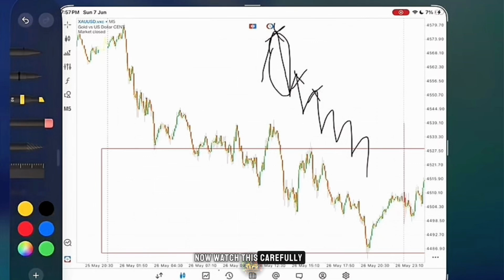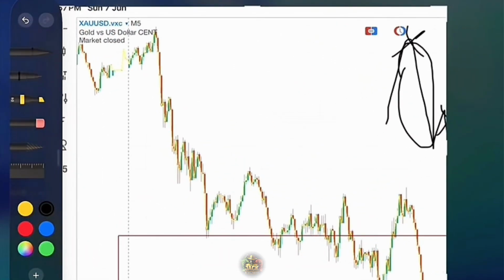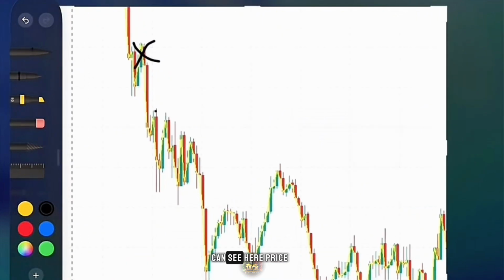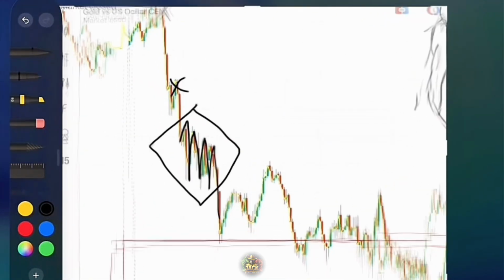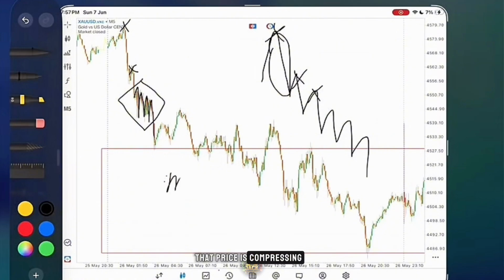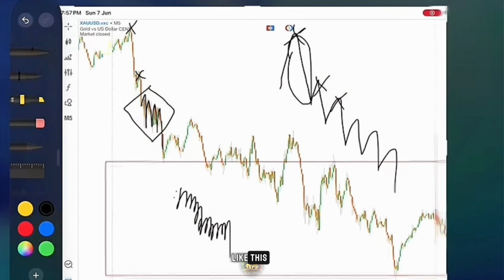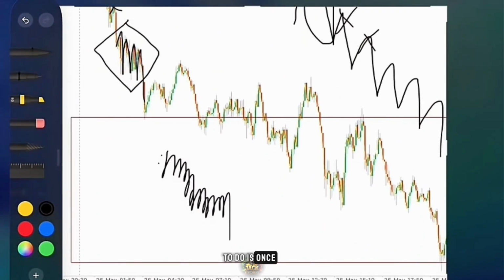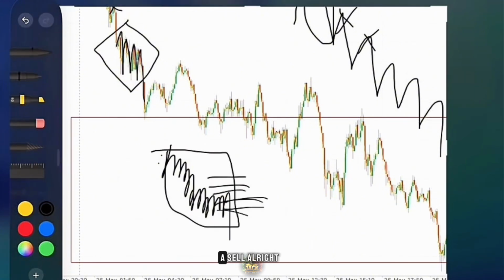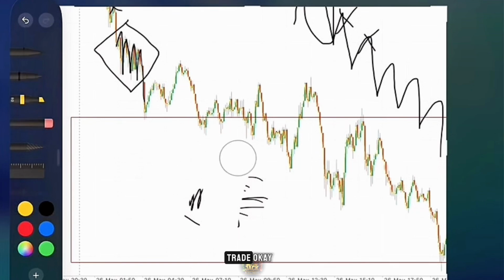Now watch this carefully. This is how you enter. You open your lower time frame, first volume, second volume. As you can see here, price came up, pushed down, came up, pushed down, came up, pushed down. This indicates that price is compressing to go down. So once you see this pattern, you can enter for a sell.